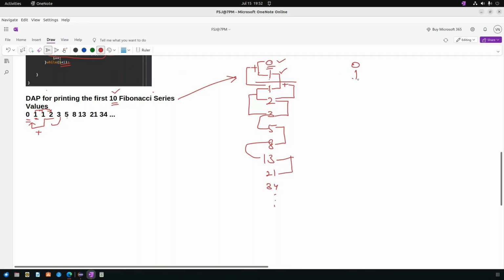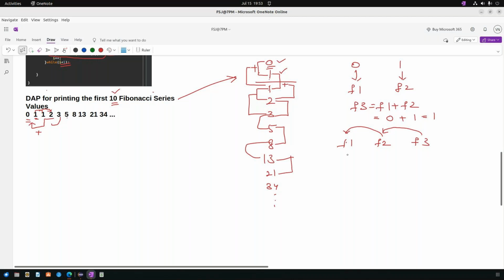So actually 0 is F1, 1 is F2. Now what I did, F3 is equal to F1 plus F2. So I said this is 0 plus 1, which is going to be 1. So F3 is 1. Now next round what I will do is take F1, F2 and F3. I will make F2 as F1, F3 as F2 and again calculate F3.